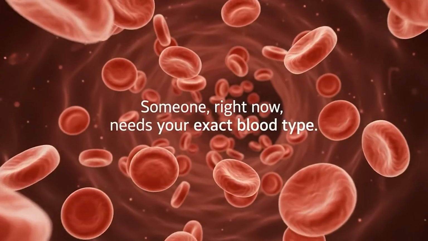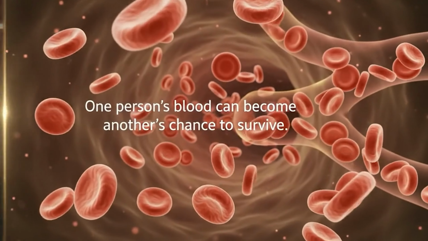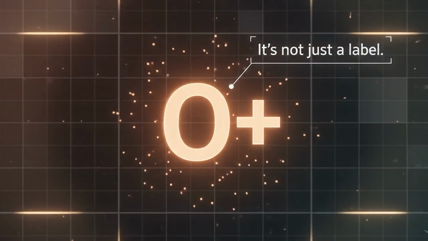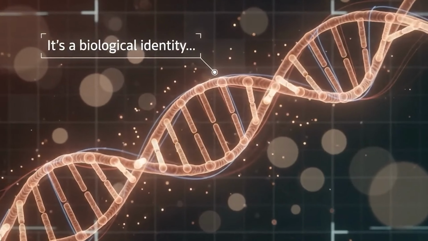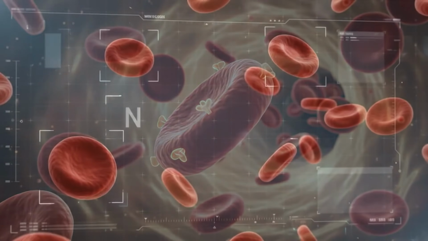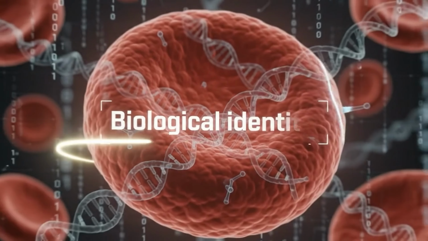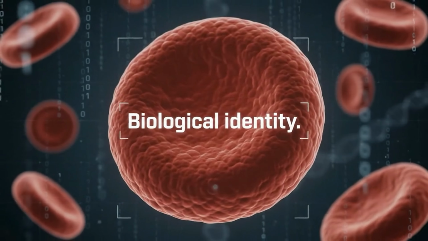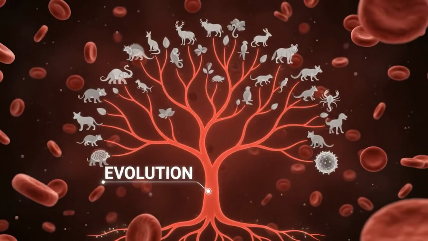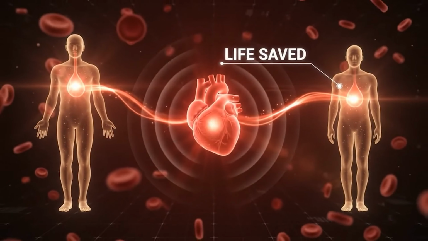That's why blood donation matters. Somewhere, right now, someone may need the exact type of blood that another person is capable of donating. One person's blood can become another person's chance to survive. So the next time you see your blood group written as A+, B, O+, or AB, remember, it's not just a label. It's a biological identity, one that connects you to genetics, medicine, evolution, and potentially even to the person whose life you could help save.